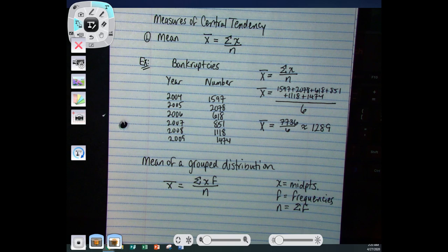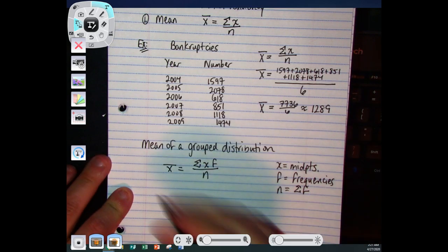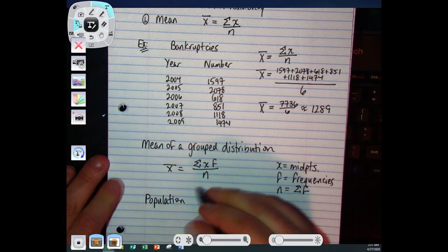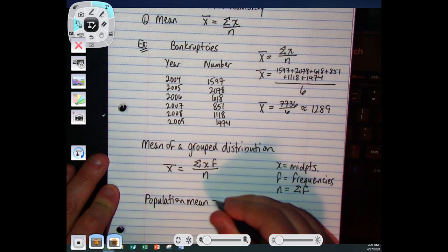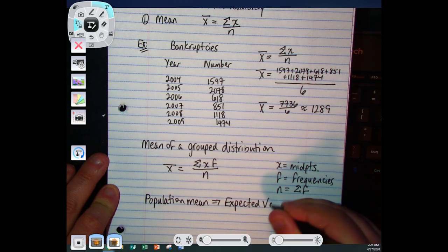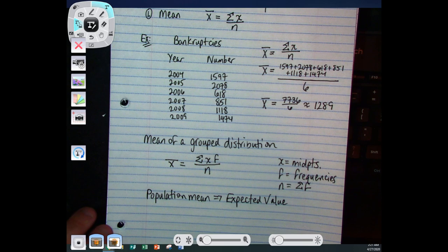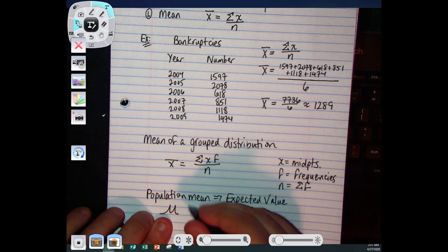Now, with that said, this is what we refer to as sample mean. It comes from a group. We also have what's called population mean. So population mean is also what we could refer to as expected value. And we talked about expected value in the last chapter. When we look at expected value, we're looking at the expected value of a random variable. Population mean is represented by the Greek letter mu.